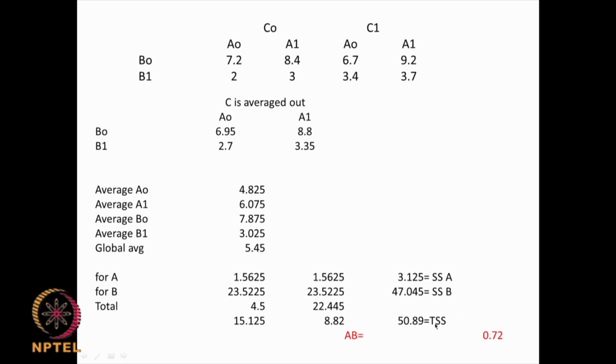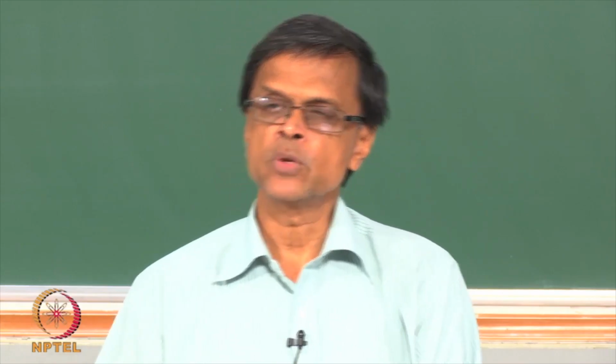Then you can subtract SS of A and SS of B from TSS to get what we call either error or interaction AB, that is what I mentioned here. It will have 1 degree of freedom because A has 1 degree of freedom, B has 1 degree of freedom.